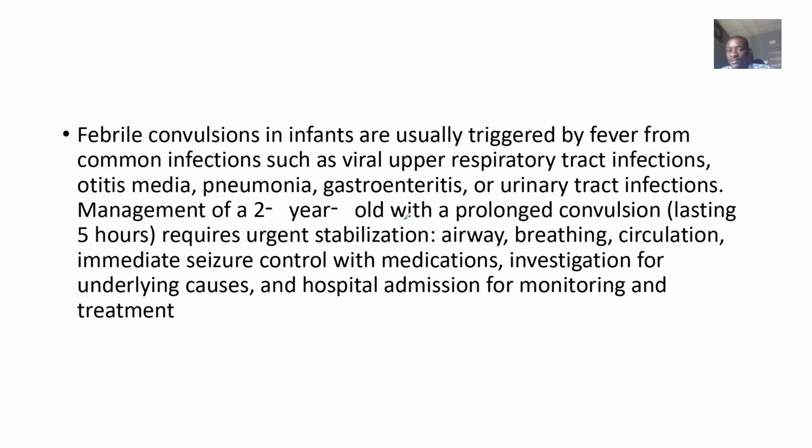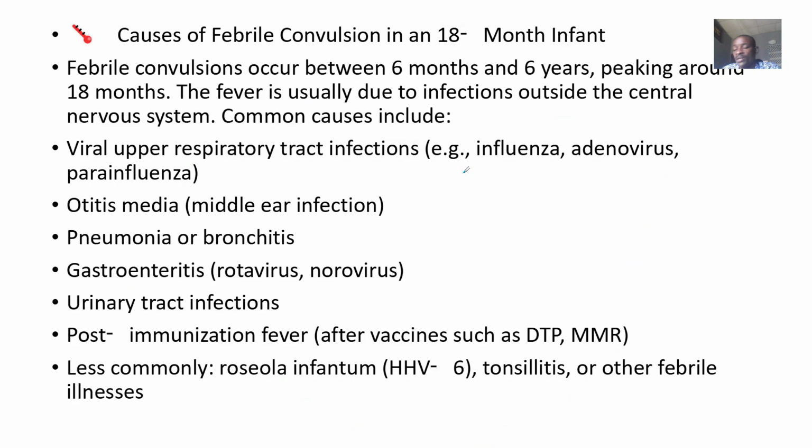Let's move quickly. Now, febrile convulsions in infants, you should know that they are usually triggered by fever from common infections like viral upper respiratory tract infections, otitis media, pneumonia, gastroenteritis, urinary tract infections. So let's talk about the causes. Now, febrile convulsions occur between 6 months and 6 years, peaking around 18 months. So the fever is usually due to infections outside the central nervous system.